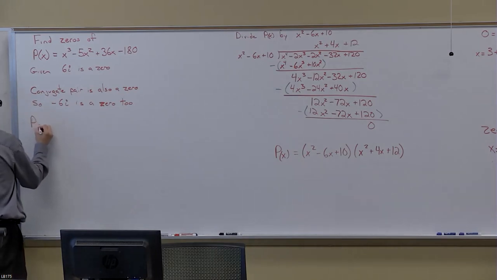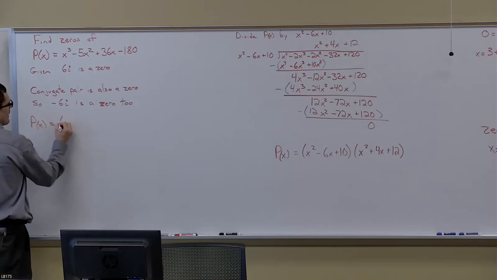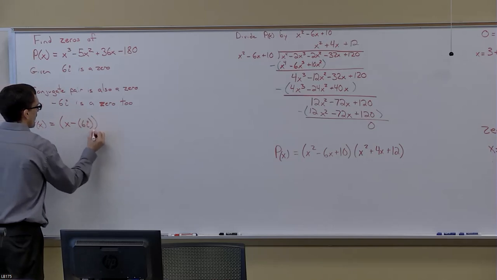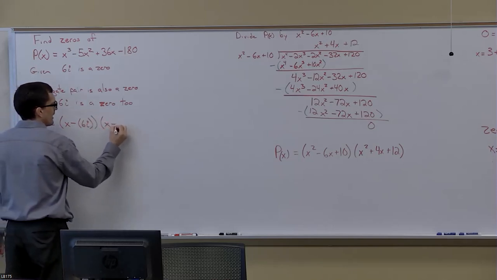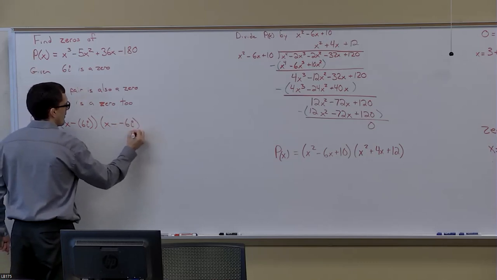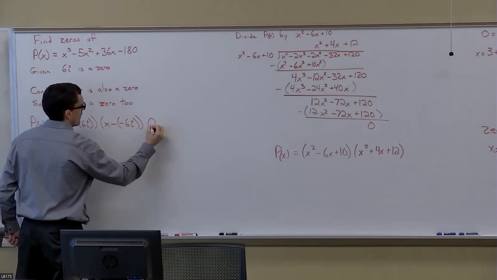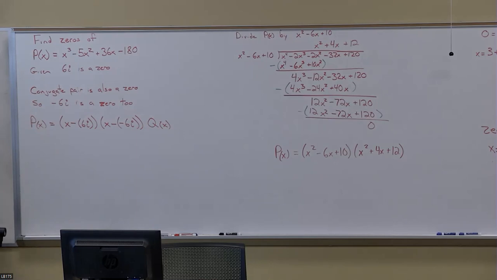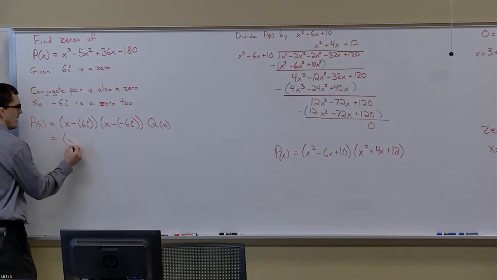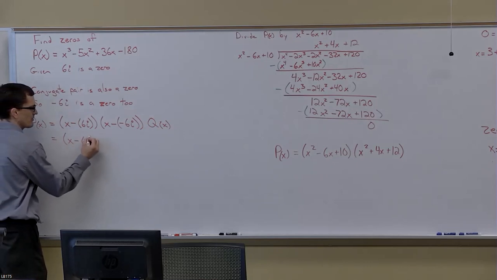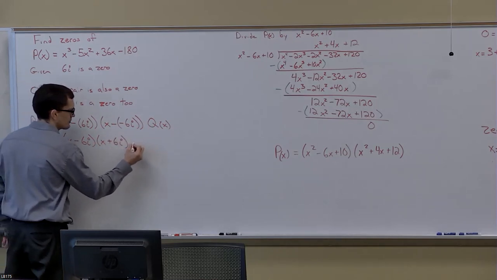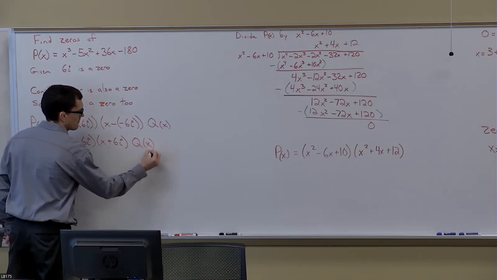So I know that P of x can be written this way. Right? I am going to rewrite this one because I screwed up on my last one. I should have distributed, and then I messed up on one of the terms.